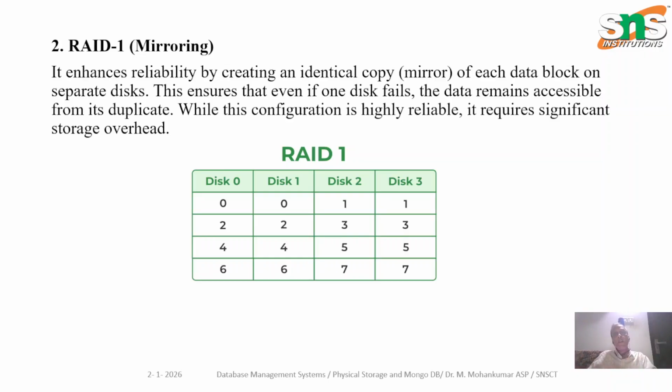Then we consider our database as a mirroring concept, because each and everything has one duplicate copy. For example, here disk 1 has block 0, disk 0 also has block 0, disk 2 has block 1, then disk 3 follows that mirroring approach. Each and everything has a mirroring approach, so it is very reliable and highly secure also.